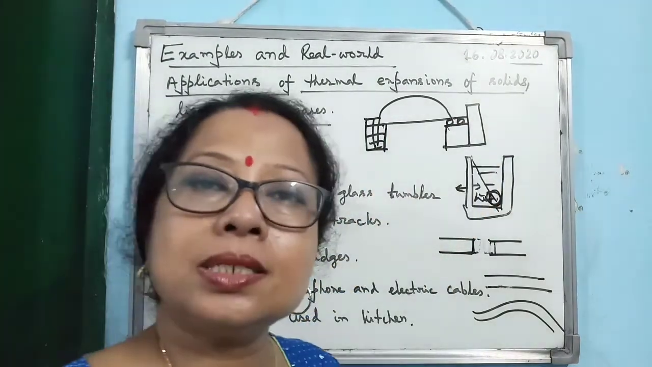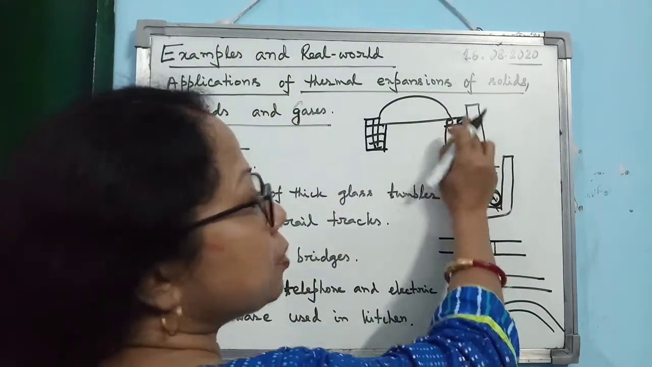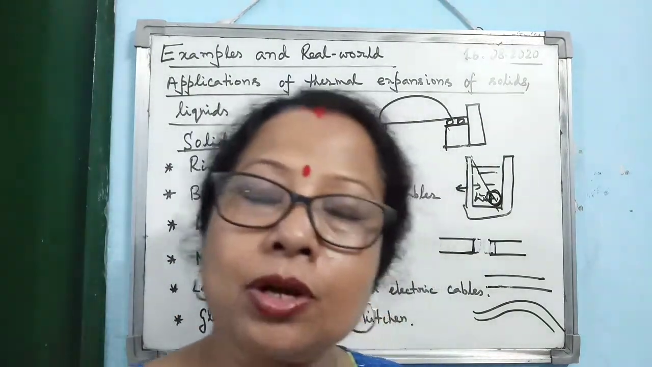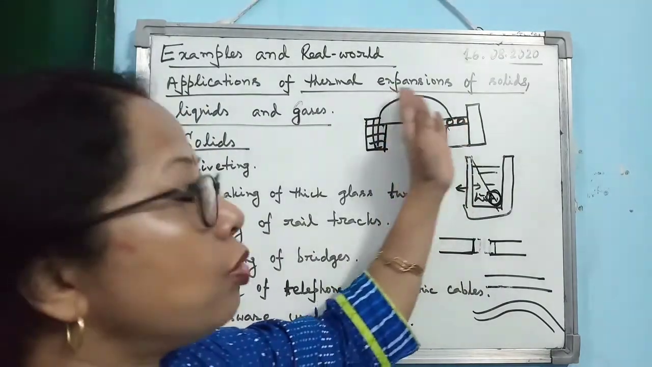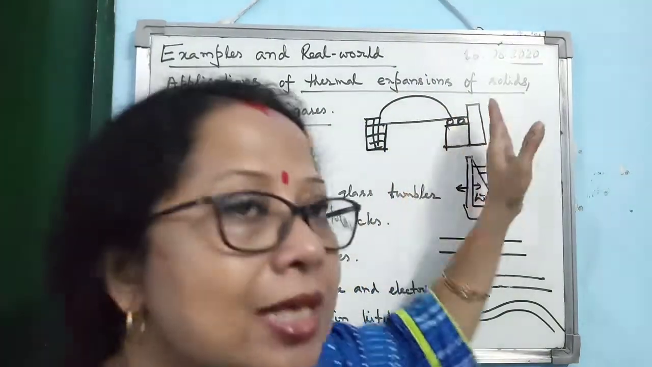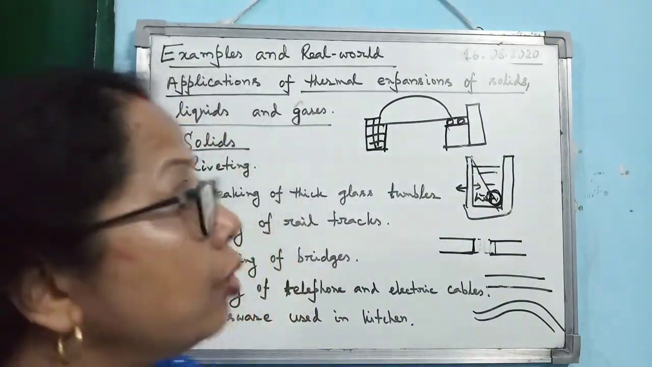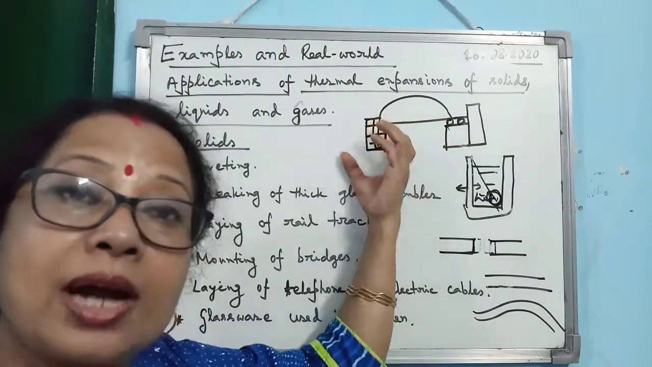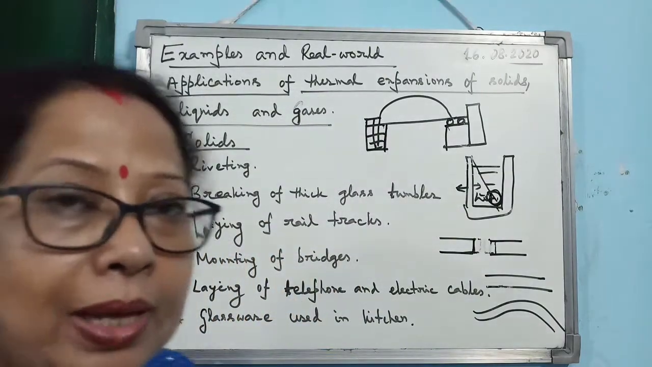Apply your common sense, you can easily answer. Why? This space is given because the bridges are made up of iron beams. During summer, when it expands, it will get the space to expand, so it will not cause any damage to the bridge. And during winter, it will be allowed to contract easily without producing any damage to the bridge.